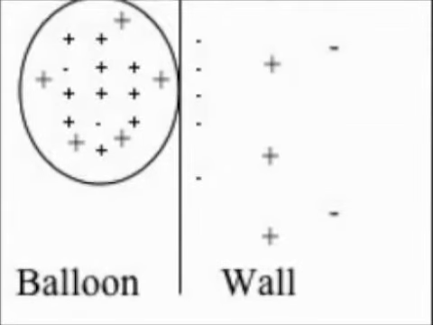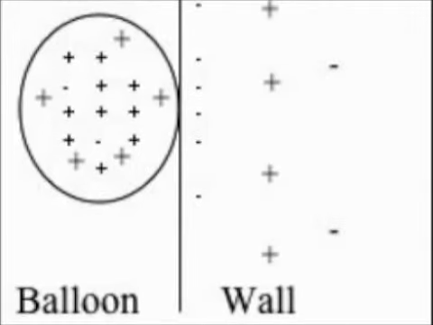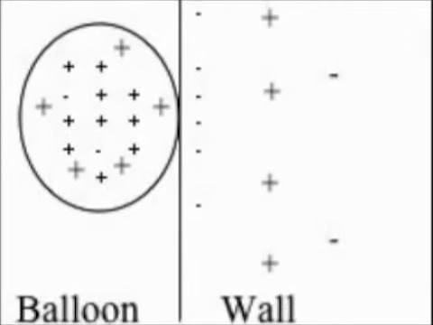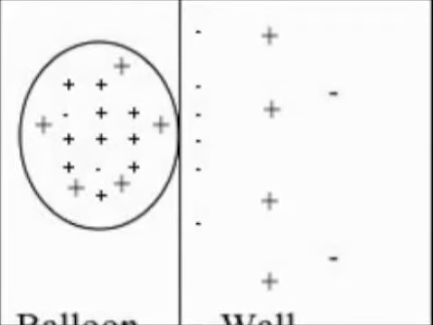The balloon will stick to all types of walls as well. The reason for this is that the neutral object is polarizing. When a charged object gets near the uncharged one, it attracts all of the opposite charges closer to the charged object.